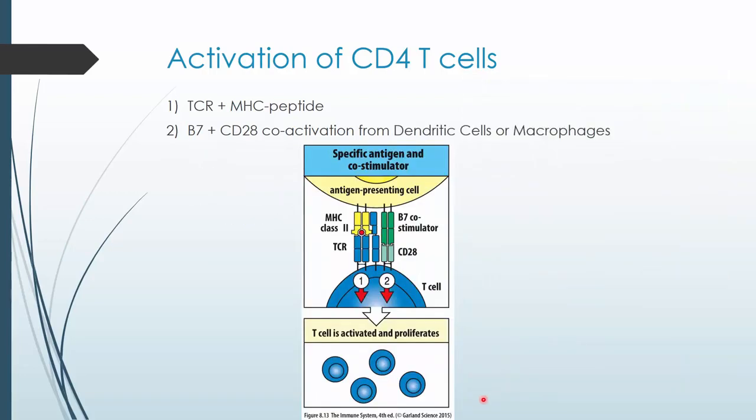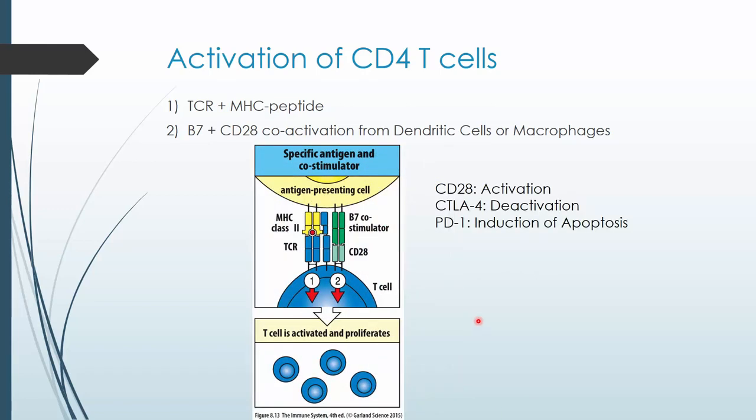So here this is just showing that you need this B7 co-stimulation to get T cell proliferation. Of note, this receptor here on the T cell surface has some variations. So CD28 is an activation receptor. If CD28 interacts with B7, it activates the T cell. But there's a couple variations on the theme. If CTLA4 interacts, it's a deactivation signal. And then if PD1 interacts, it induces apoptosis. So these are just variants on the theme where the T cell receptor could still be interacting, but the co-receptor will determine the fate of that T cell.